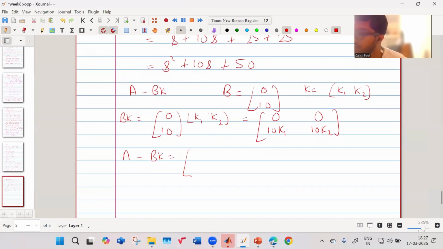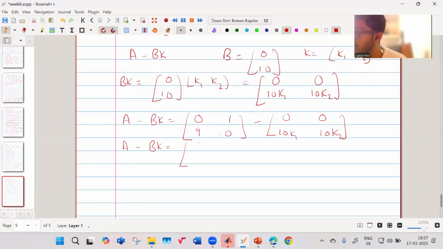A minus BK is equal to [0 1; -9 0] minus [0 0; 10K1 10K2], which is [0 1; -9 - 10K1, -10K2]. So this is the closed loop matrix.